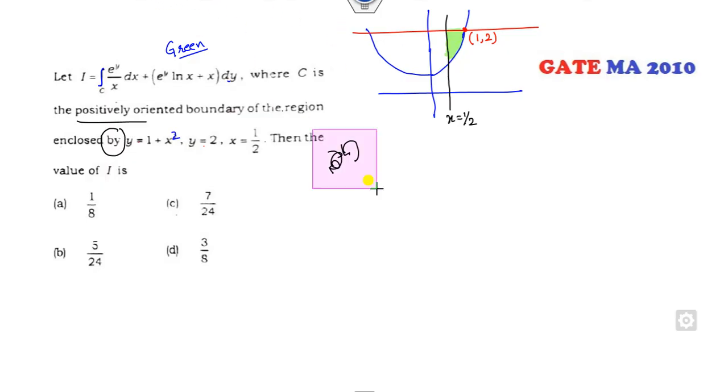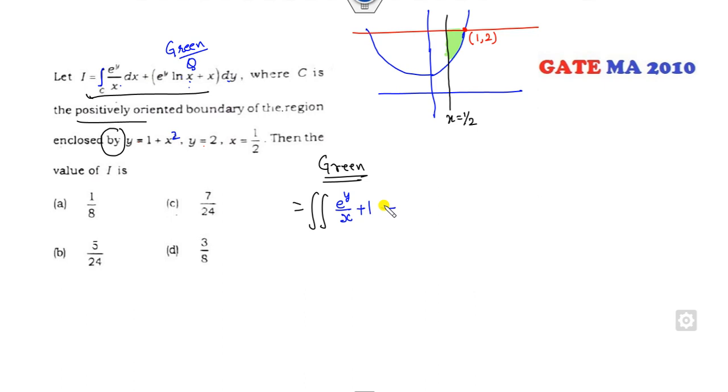Now what you can do? You can write this by using the Green theorem. This is a double integration, the partial derivative of Q with respect to x and this with respect to y. So this is e raised to power y over x plus 1 minus this with respect to y. Fine. So this is dx dy over this region R. So this value will be cancelled out.